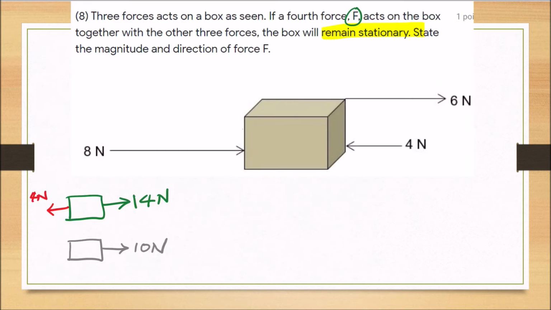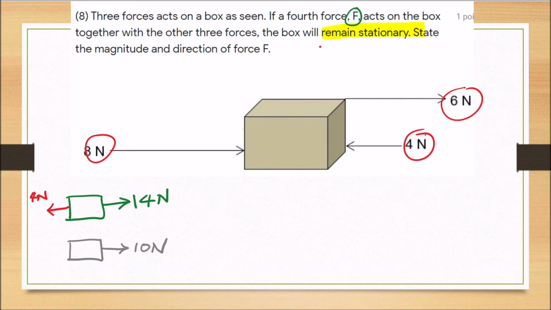Right. So now that we know the resultant force is 10 newtons to the right hand side, we will be able to know what is the force that we need in order to make this stationary. So instead of writing all these three forces now, 1, 2, 3, they have been represented by 10 newtons, which is the resultant of all these three. As a result of all these three forces, the box will behave as if it is being pulled to the right with a 10 newton force.